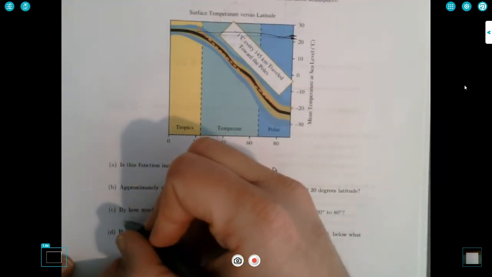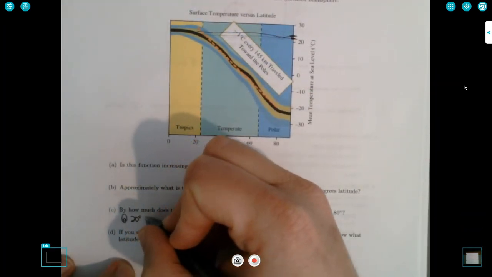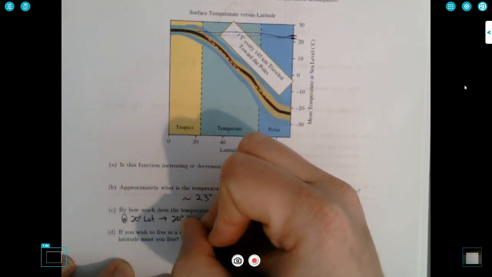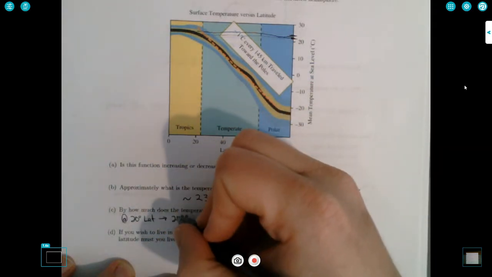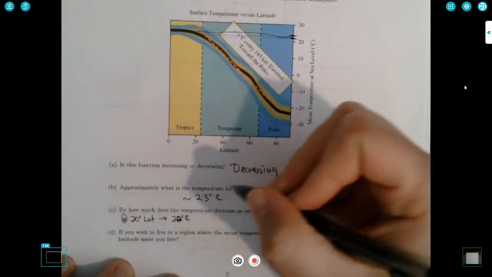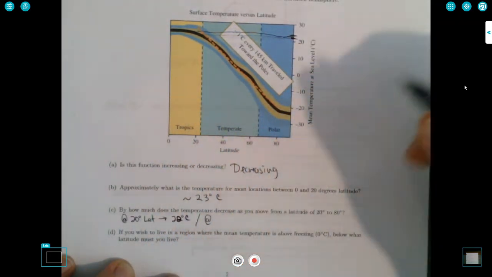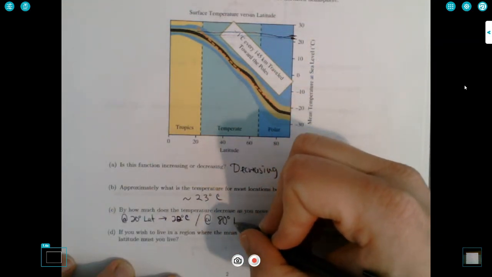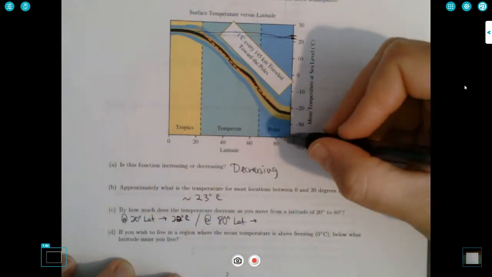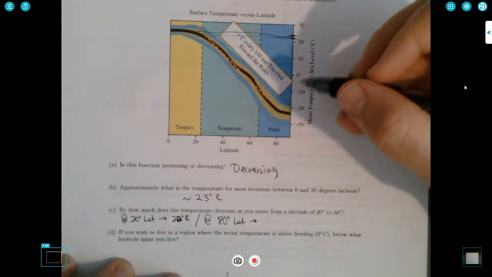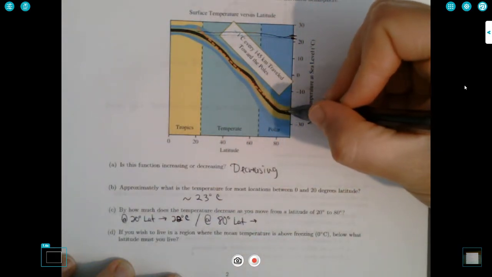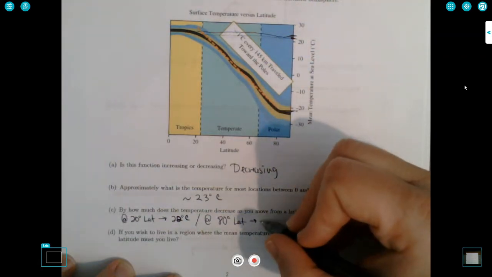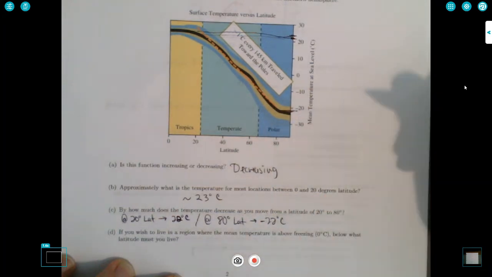Right? So at 20 degrees latitude, the temperature is 20 degrees, or I think we said like 22 degrees Celsius. At 80 degrees latitude, it looks like we're at about -22 degrees Celsius.